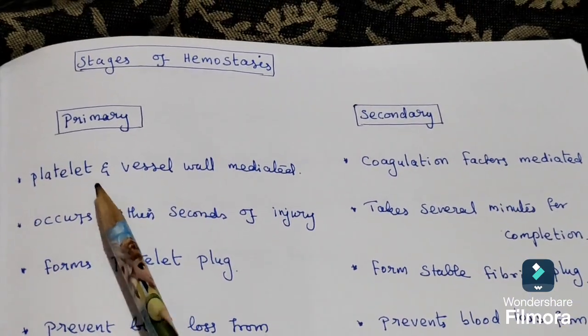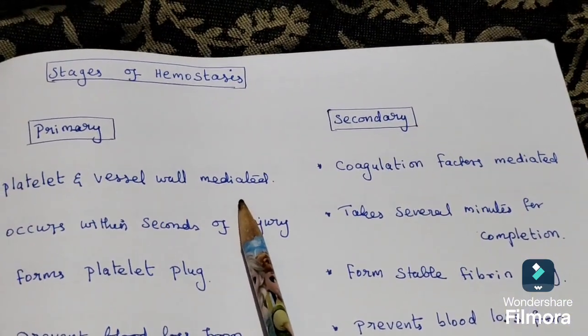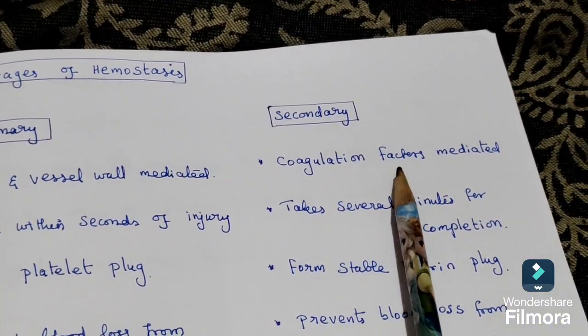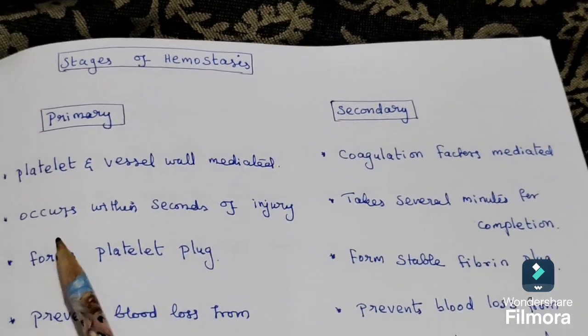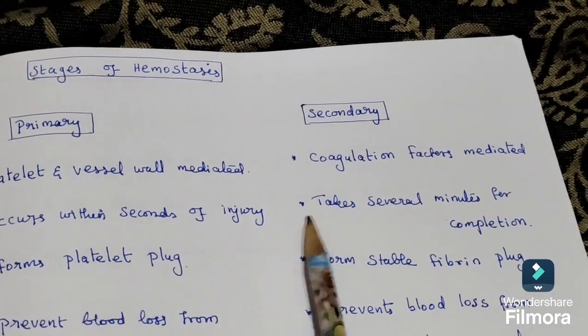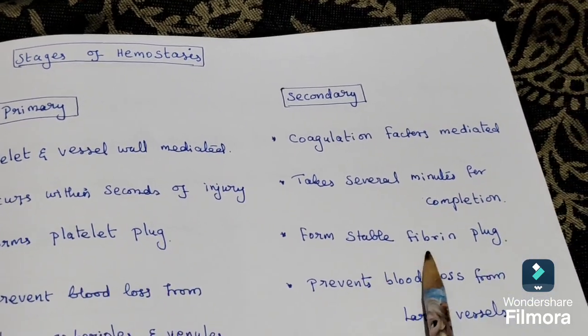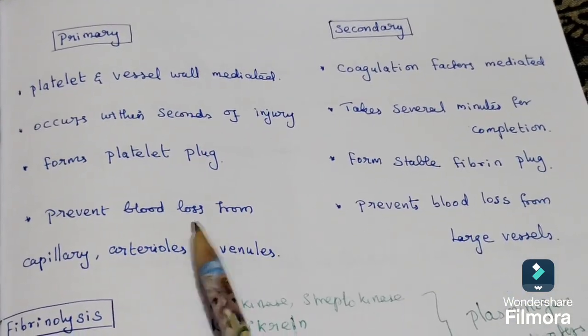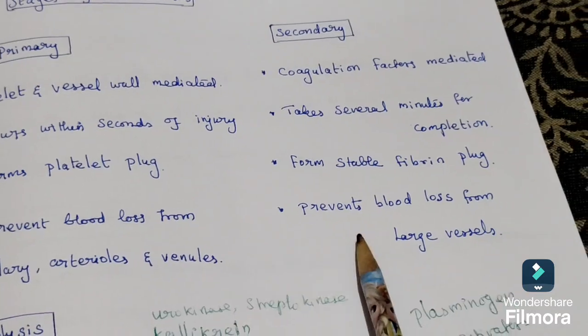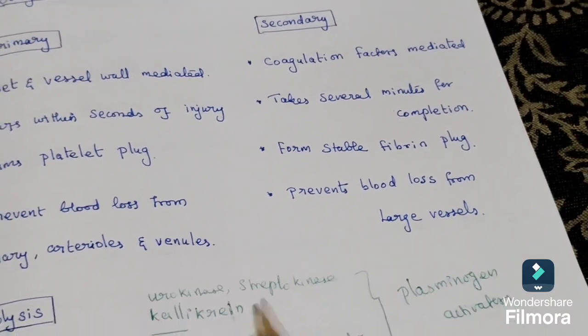So platelet and vessel wall mediated is the primary one. Coagulation factor mediated is the secondary one. Within a second it will occur, versus several minutes it takes. Here it forms a platelet plug, here fibrin. Here it prevents blood loss from capillaries and arterioles, here blood loss from large vessels.